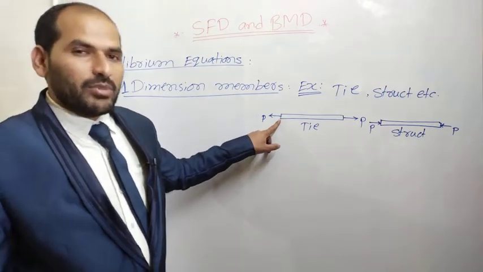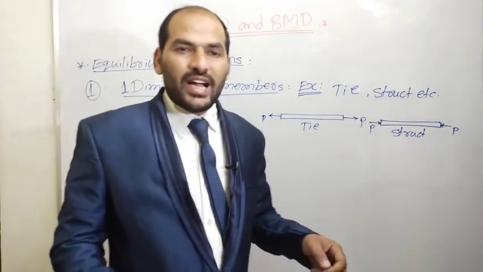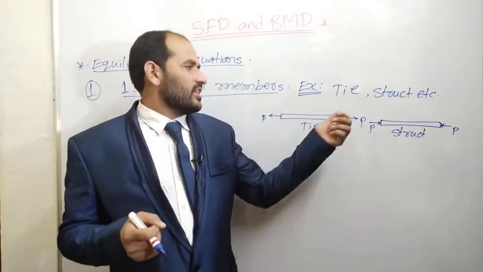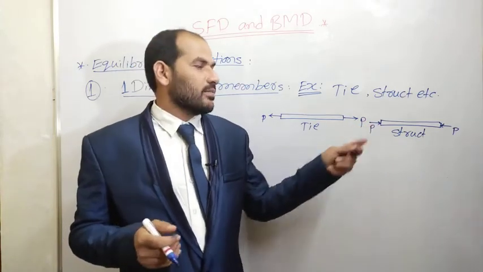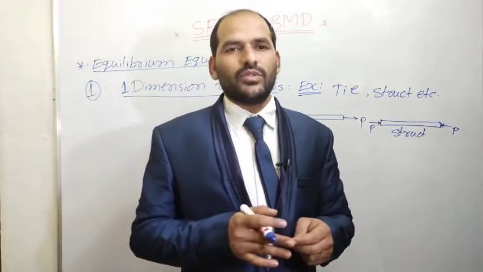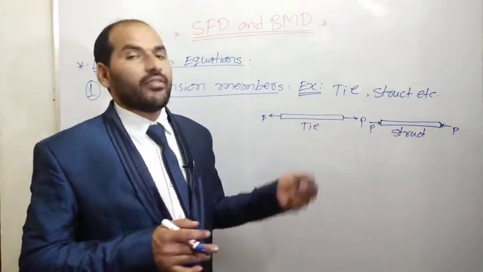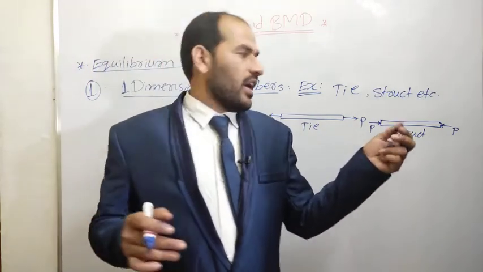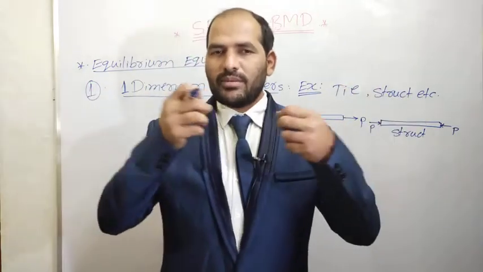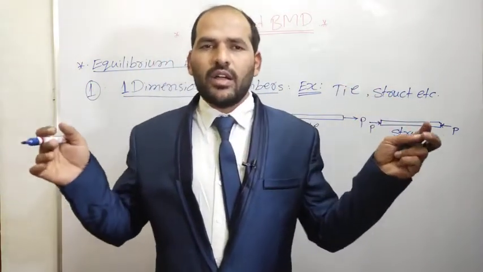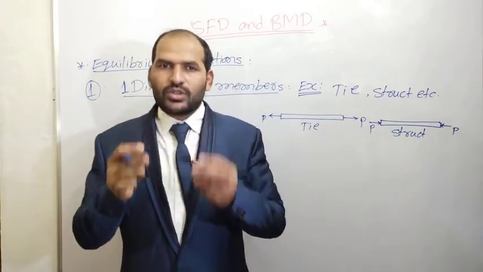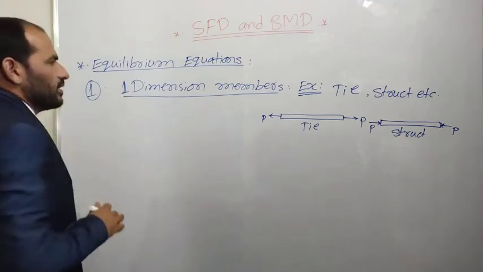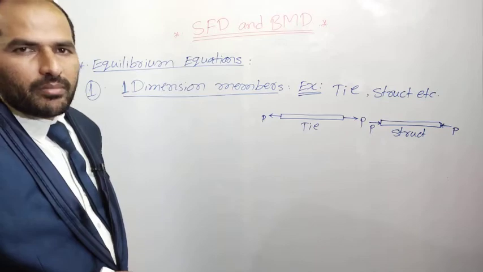This is one member, a one-dimensional member. On this member, the load is applied away from the member, that means tension, and it is called the tie. And this is another one-dimensional member. Here the load is applied towards the member, and that is called the strut. On this one-dimensional member, what is the equilibrium equation?